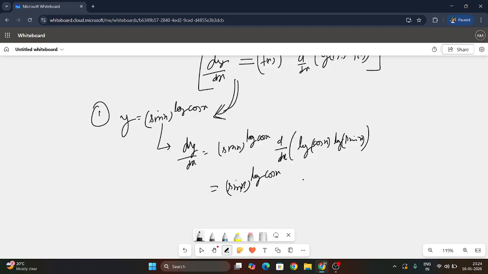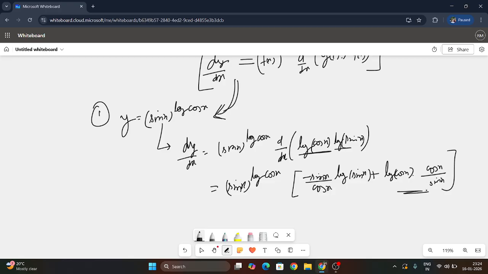(sin x) to the power log cos x. And if you just solve this, first and second: derivative of log cos x is going to be 1 by cos x, and derivative of cos x is going to be minus sin x. Okay. So this is what you have, plus log cos x times 1 by sin x, and derivative of sin x is going to be cos x. Okay. So this is going to be the final answer of the question. So I think that it is clear to you. You don't have any doubt in this, and if you have, you can ask me.